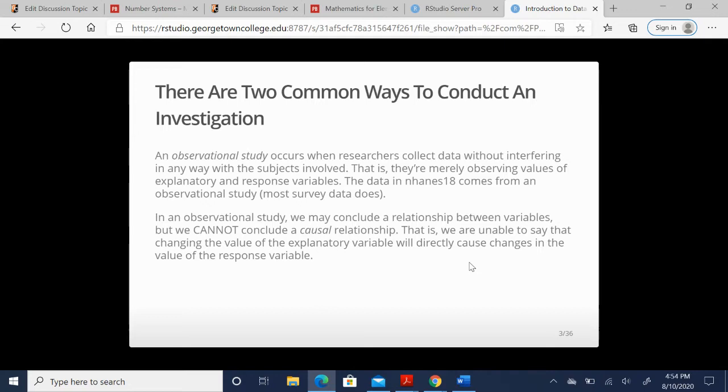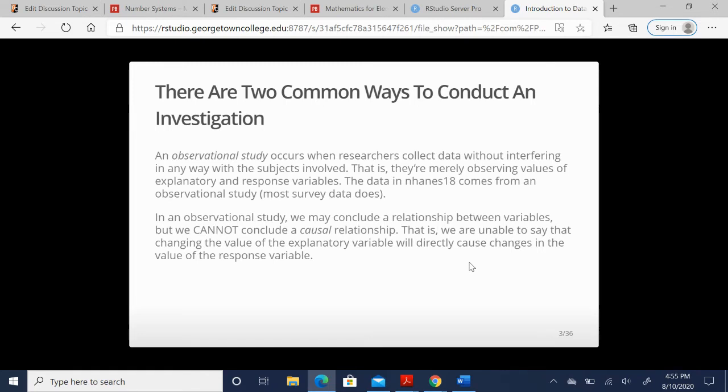The data in NHANES comes from an observational study. Okay, we're allowed to ask people, they can tell us. It's not that we have to just watch them and get the numbers ourselves. It can be reported, they can report that value to you. But most survey data is going to be an observational study.